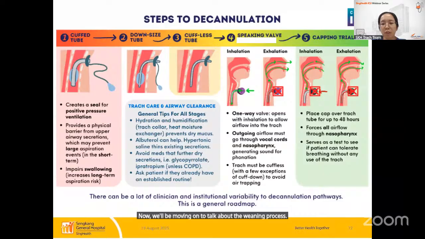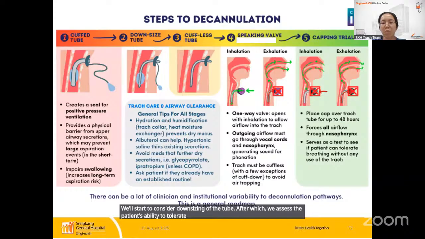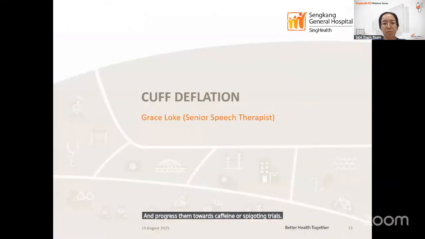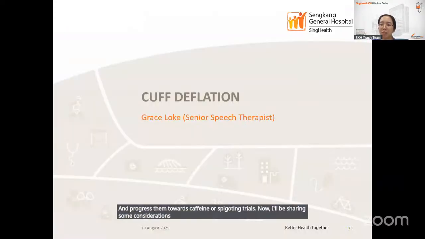During the weaning process, when patients are suitable for cuff deflation, we'll start to consider downsizing of the tube. After which, we assess the patient's ability to tolerate a speaking valve and progress them towards capping or spaghetting trials. Now, I'll be sharing some considerations for cuff deflation.